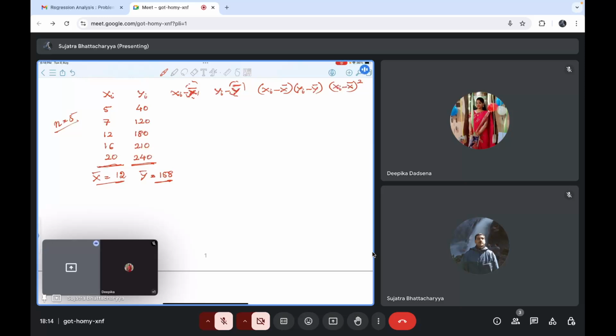Now what we have to do is calculate xi minus x bar and yi minus y bar. So let's do it. Xi minus x bar: 5 minus 12, which is minus 7.